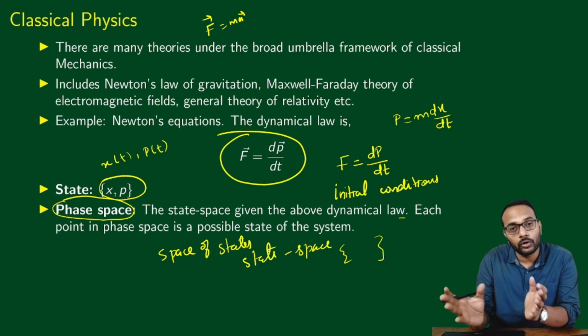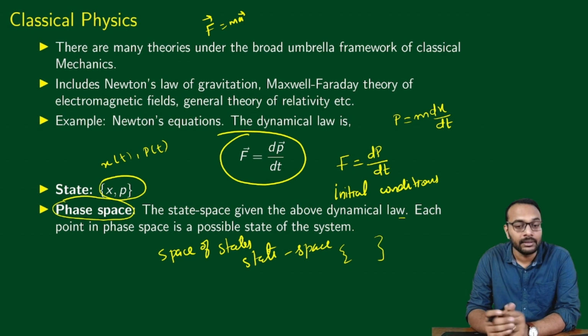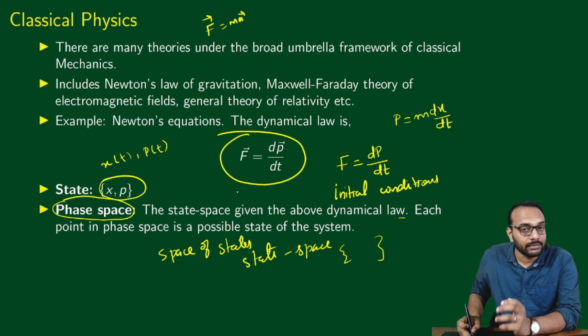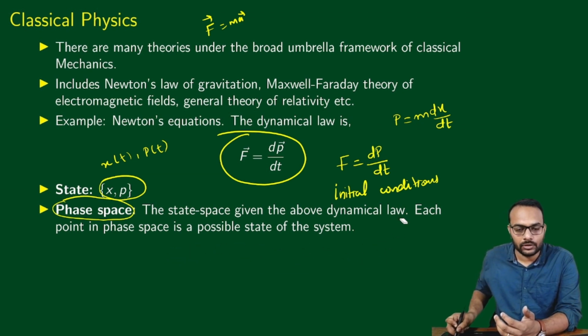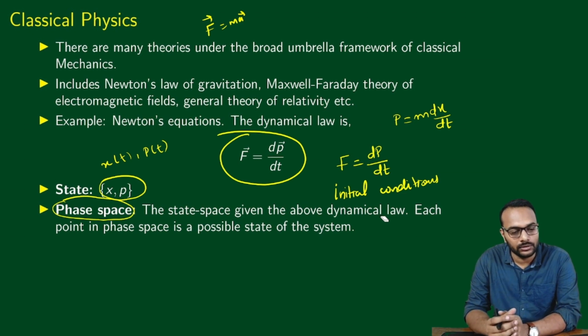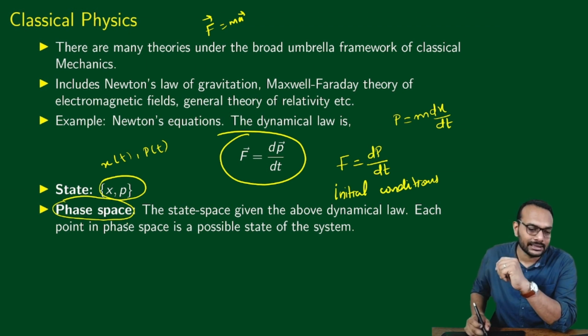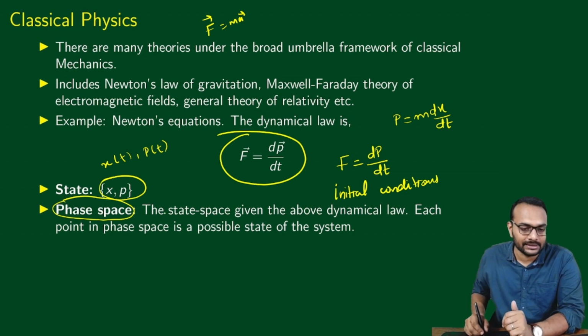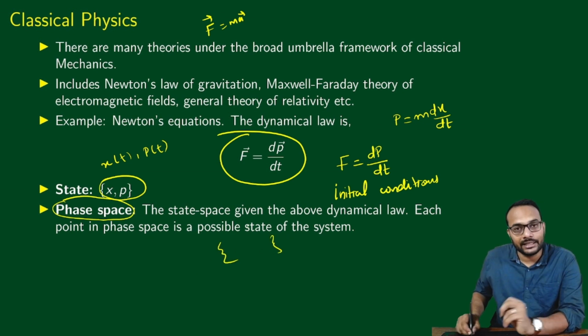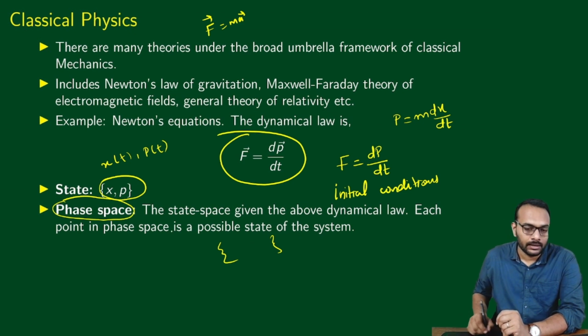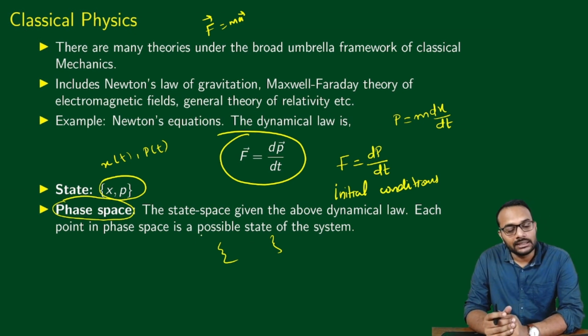It's the set of all possible states of a classical mechanical system if Newton's second law is the dynamical law. This is true also for Hamilton. If you talk about Hamilton's equations of motion, again, the state space is called the phase space. So for any classical system in this sense, we can talk about the state space as a phase space. Each point in phase space, each element in this set, is a possible state of the system.